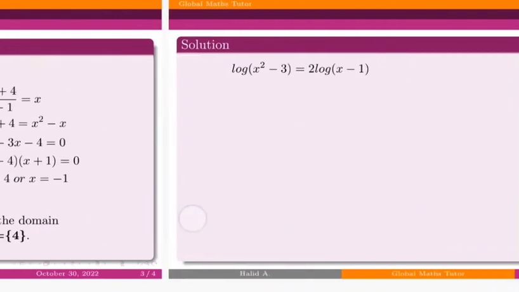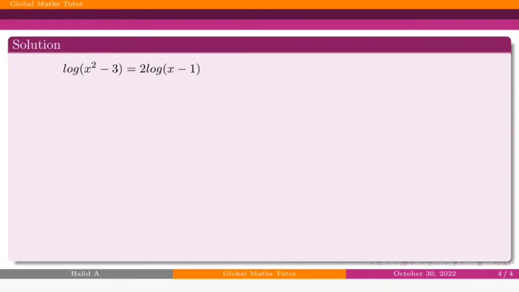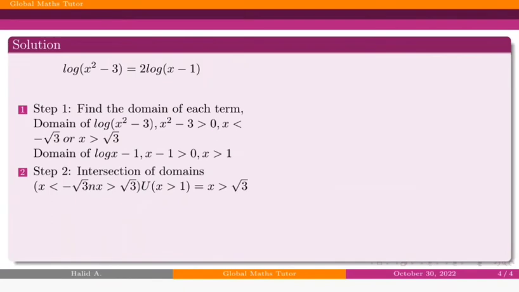Okay, let's do the next question. The next question is to find the value of x so that log of (x squared minus 3) equals 2 times log of (x minus 1). Thus, let's find its domain first. Its domain is: x squared minus 3 must be greater than 0.